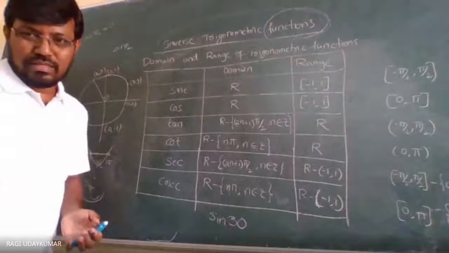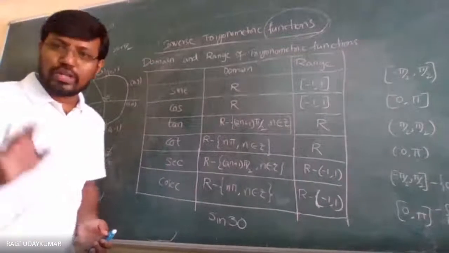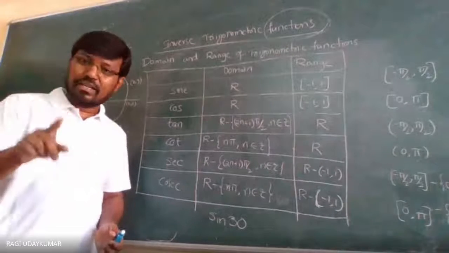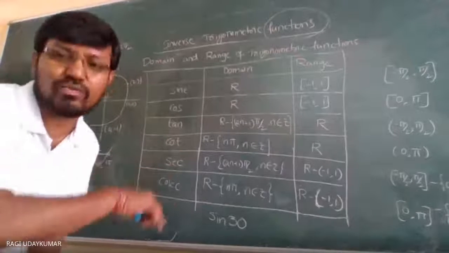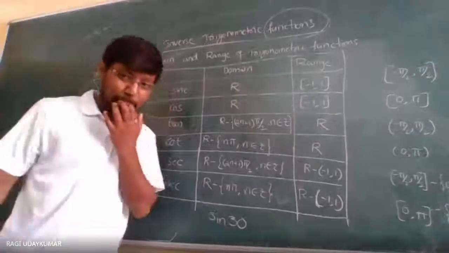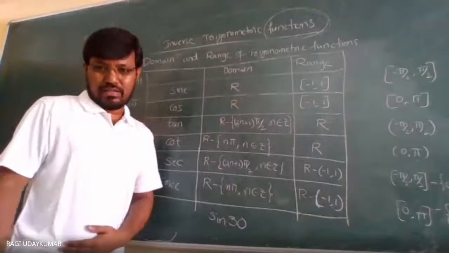3.14. Isn't it? 22 by 7. Pi is nothing but that. Are you clear? Yes, sir. Sin 30 degrees is 1 by 2, not sin 30 radians. When it is not mentioned, if I am asking this value, you can say it approximately.